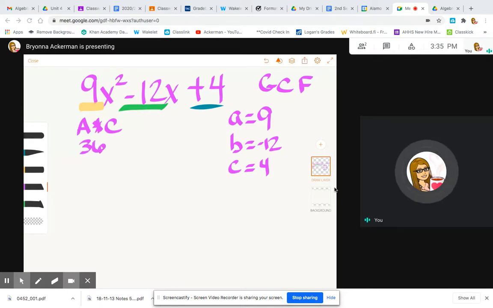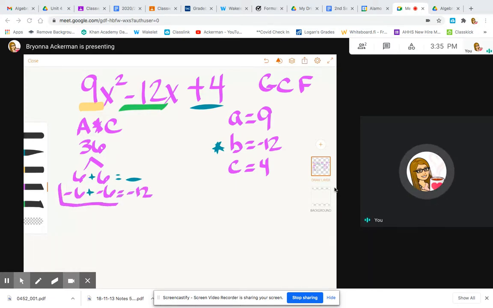Okay, and then we want factors of 36, right? So we could say 6 times 6, or negative 6 times negative 6. And we want it so that when I add them together, they equal B. In this case, B is negative 12. So it's going to be this second one, because when I add these together, I get negative 12. So the factors that work are negative 6 and negative 6.